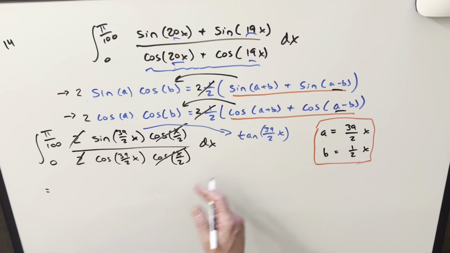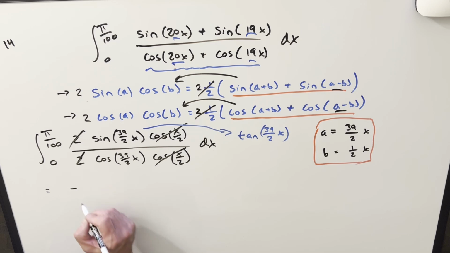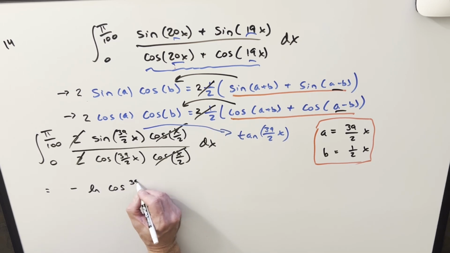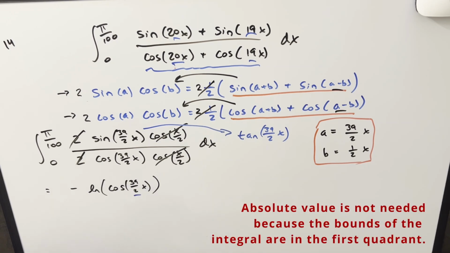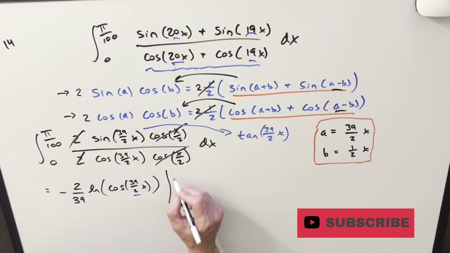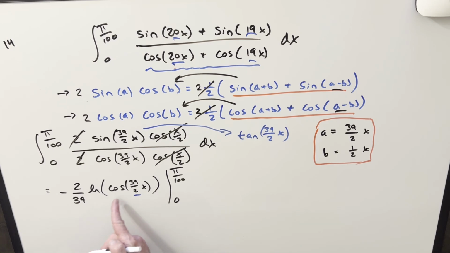If you're integrating tangent, we could just use the formula, natural log of secant. I'm going to do it the other way, as minus natural log of cosine with this input 39 over 2 x. But we need to be aware of this input and take the reciprocal and bring it out front. So this will be 2 over 39 in front. We still have this minus sign, and we need to evaluate from 0 to pi over 100. For the 0 part, it doesn't matter because cosine of 0 is just 1, natural log of 1 is 0, so this part goes away.